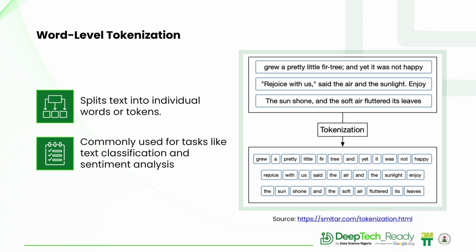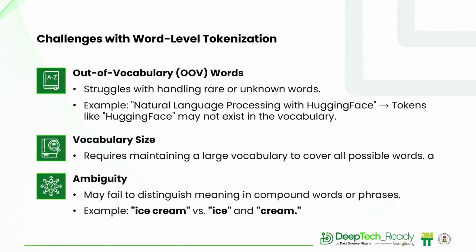However, while it is simple and effective for many tasks, word-level tokenization does have a limitation. This includes struggling with unknown words or different word forms, for example. We will explore some of these challenges and how to overcome them later in this session. While word-level tokenization is simple and widely used, it does come with a few challenges.